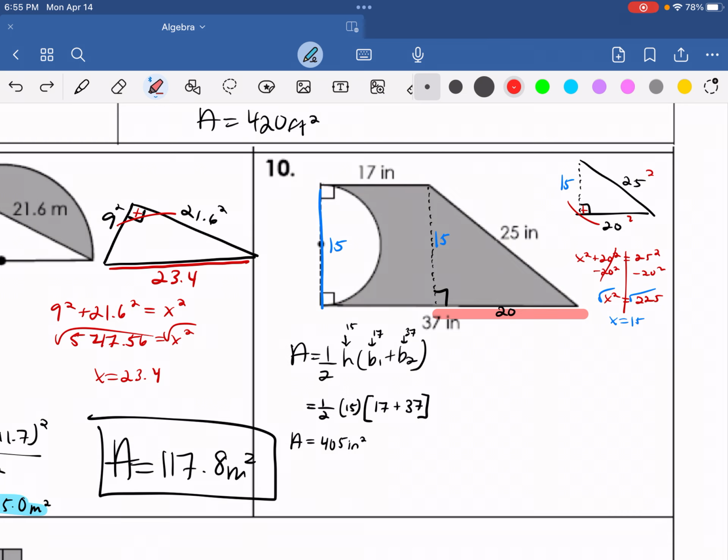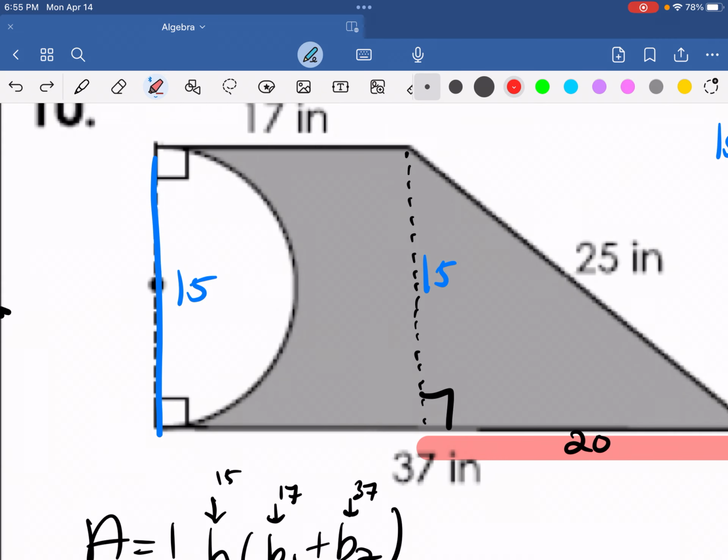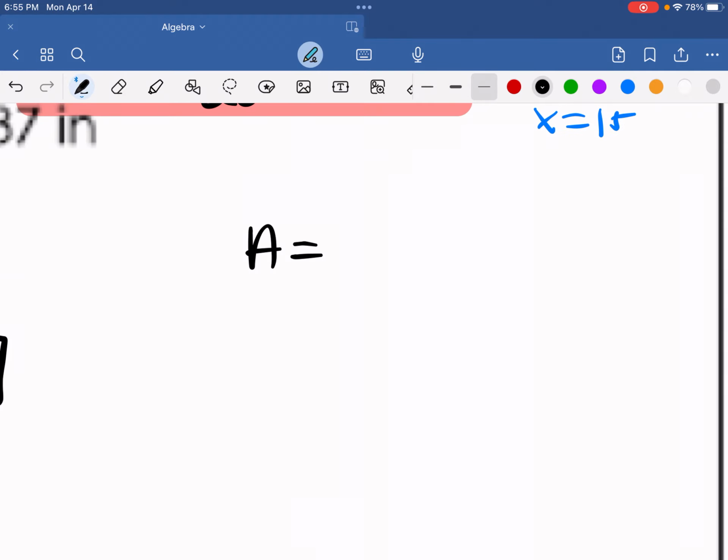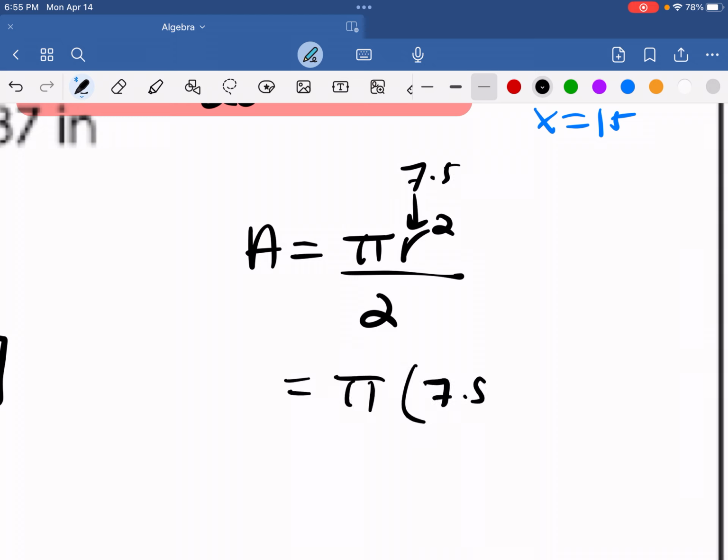But now you need to subtract the circle, the white part. We need to subtract this part. So for a circle, we only want the radius. So we actually don't care about the 15. We care about half of it. So half of 15 is 7.5. Divided by 2, you'll know that the radius is half. So for the semicircle, area equals pi r squared, that's a full circle, divided by 2 because it's only half a circle. And the radius is 7.5. So the formula would be pi times 7.5 squared and divided by 2.